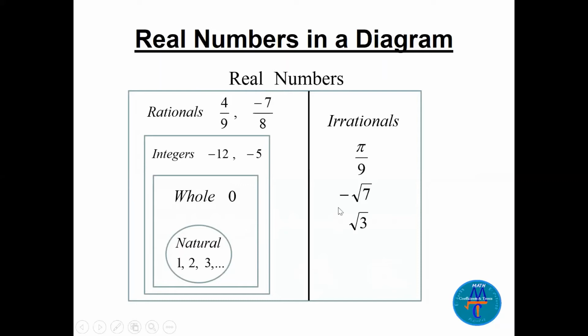So we can conclude here that any real number is either rational or irrational. That's a correct statement. If somebody asks you about 0, 0 is here. 0 is a rational number. It is a whole number. It is an integer. It is rational and not irrational.